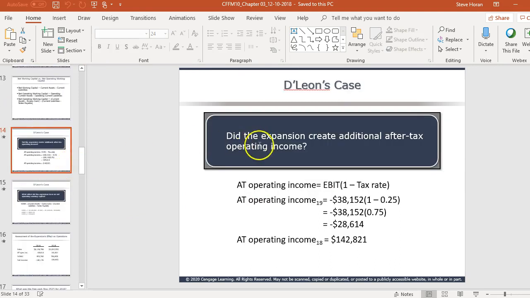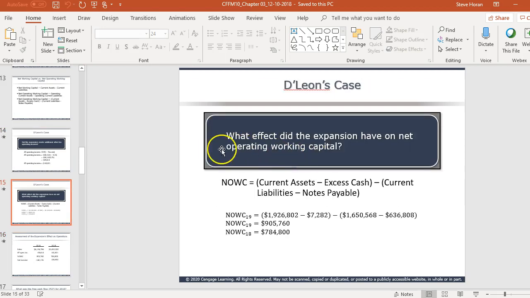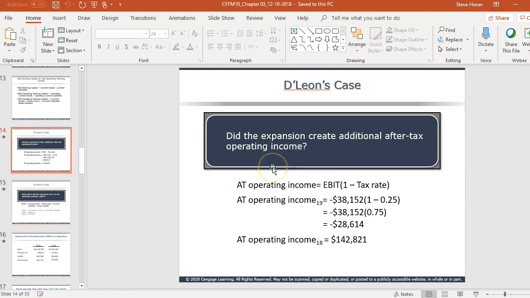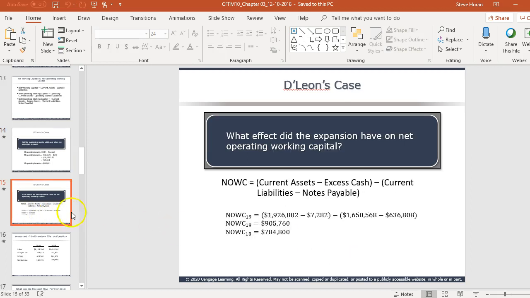Okay, so for De Leon, did the expansion create additional after-tax operating income? And the answer is, well, actually, no. So after-tax operating income is my EBIT times 1 minus tax rate, and you can see that it was a negative, and then the tax rate is 25%, and so we get to a negative 28,614. Compared to what it was in 18, it was a positive 142. So it goes from a positive down to a negative, just like that.